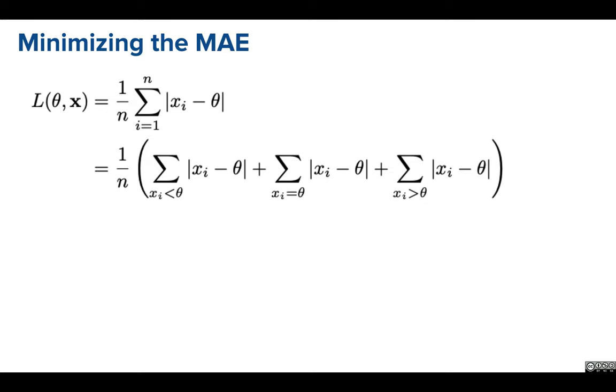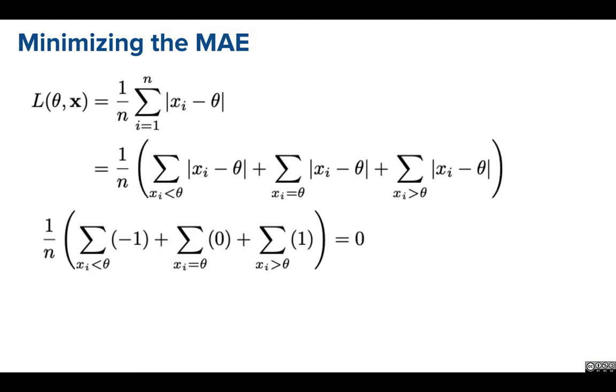Okay, the reason why I do this is because when I take the derivative of this sum right here with respect to theta, this right here becomes -1. And the reason why it becomes -1 is because the slope of the absolute value function below 0 is -1. Right? So the absolute value function looks like a V. If you have negative values in the absolute value, the slope is -1. If you have positive values in the absolute value, the slope is +1.